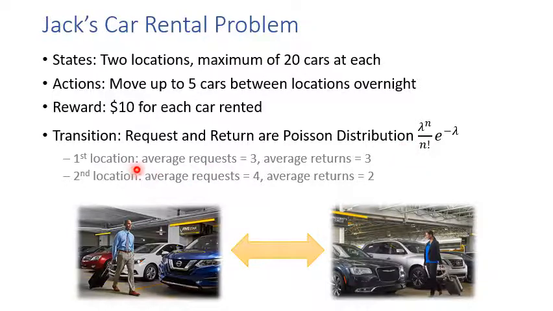So for the first location, the lambda is 3 for the average request, and for return it is also 3. So it basically has the same request and return rate. For the second location, the average request lambda equals 4, and the average return rate lambda equals 2. So intuitively, it means that the second location has more requests than returns. So we better allocate enough cars in the second location.